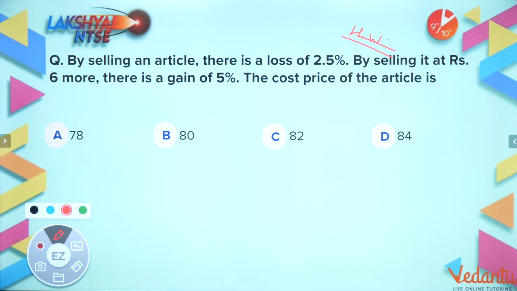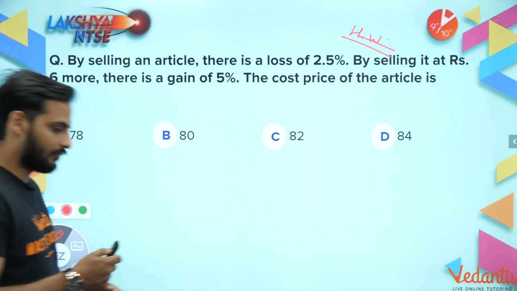By selling an article, there is a loss of 2.5%. Okay. By selling it at rupees 6 more, that means whatever you have sold earlier, if you sell it at rupees 6 more, there is a gain of 5%. What will be the cost price of the article? So this is the homework, bacho.